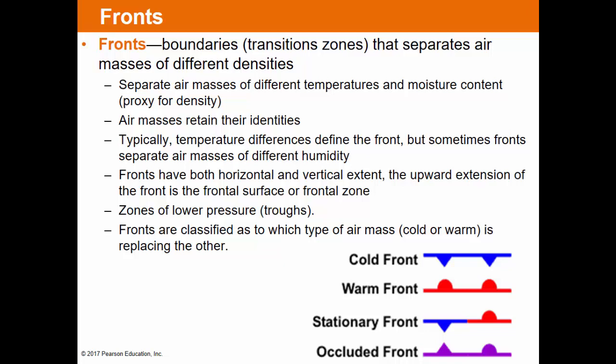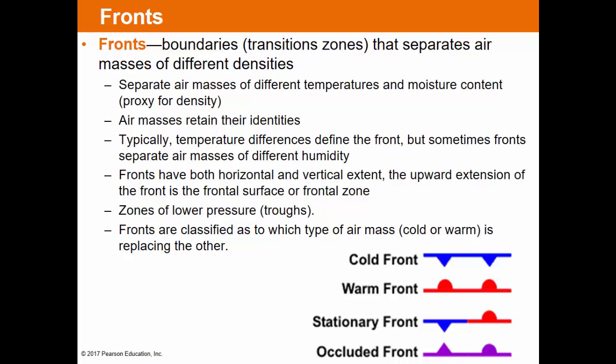Now, this is very important. I've not talked about density when talking about air masses. I've talked about temperature and humidity. But temperature and humidity are what make up an air mass's density. A warm air mass will be less dense than a cold air mass. A moist air mass will be less dense than a dry air mass. So yes, fronts separate air masses of different temperature and moisture, but specifically they separate air masses of different densities. They separate air masses of different temperature and moisture content, which is a proxy for density.